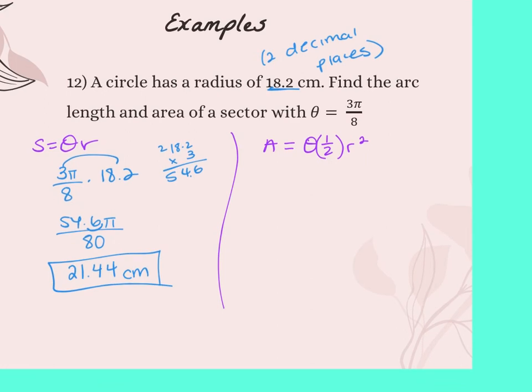All right, then area: theta, which is 3 pi over 8, times 1/2, times the radius squared. And I can simplify this any way I want. So I could put the 1/2 in the 18.2. Oh, no, I have to square it first. Sorry, just kidding. I left off the squared. I have to do 18.2 times 18.2. So 3 pi over 8 times 1/2 times 331.24. Divide that by 2.